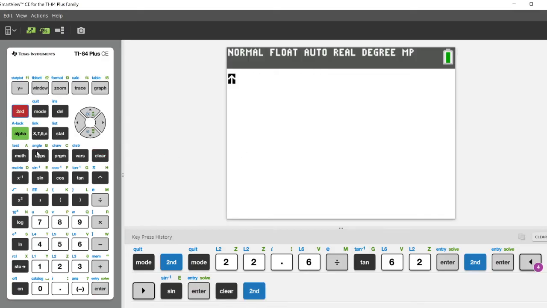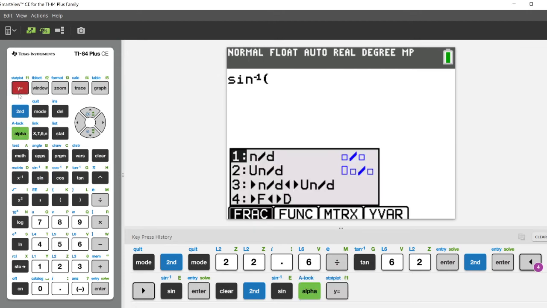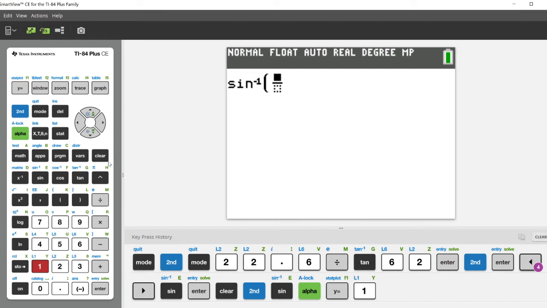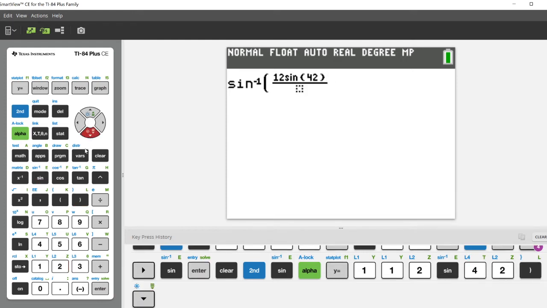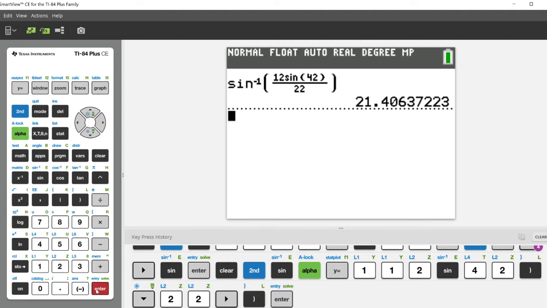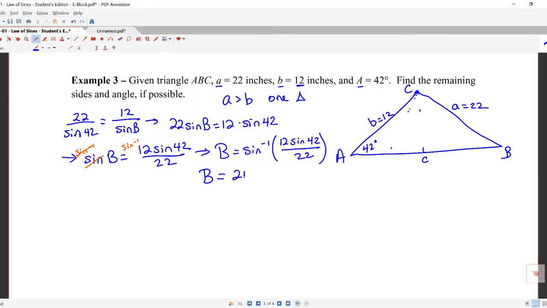So first thing we do is we hit the sine inverse. At this point, if you want to go ahead and create a fraction, alpha y equals option number 1 gives us a triangle. I can type 12 times the sine of 42, close that, go down to the bottom, 22. Again, we don't need to do the parentheses, but you can if you want. And we get 21.4 degrees.